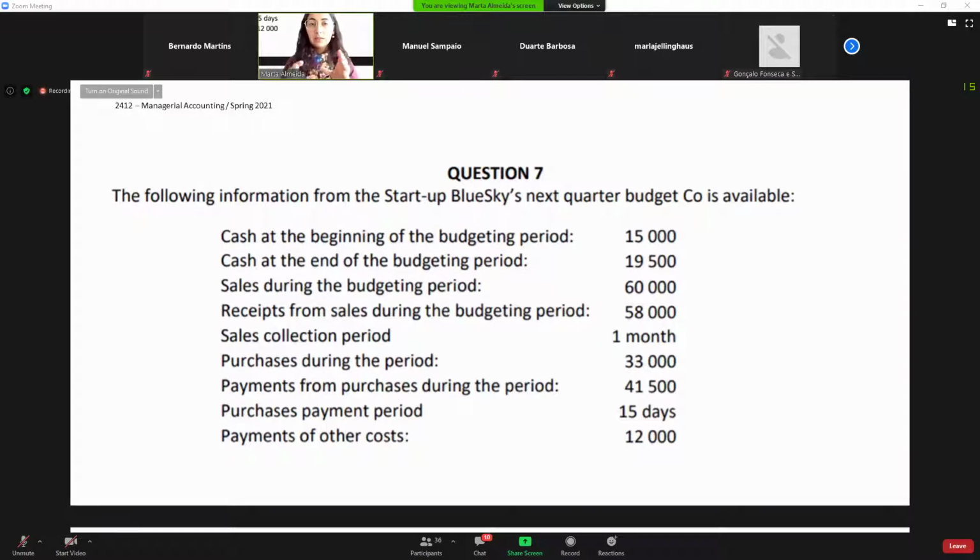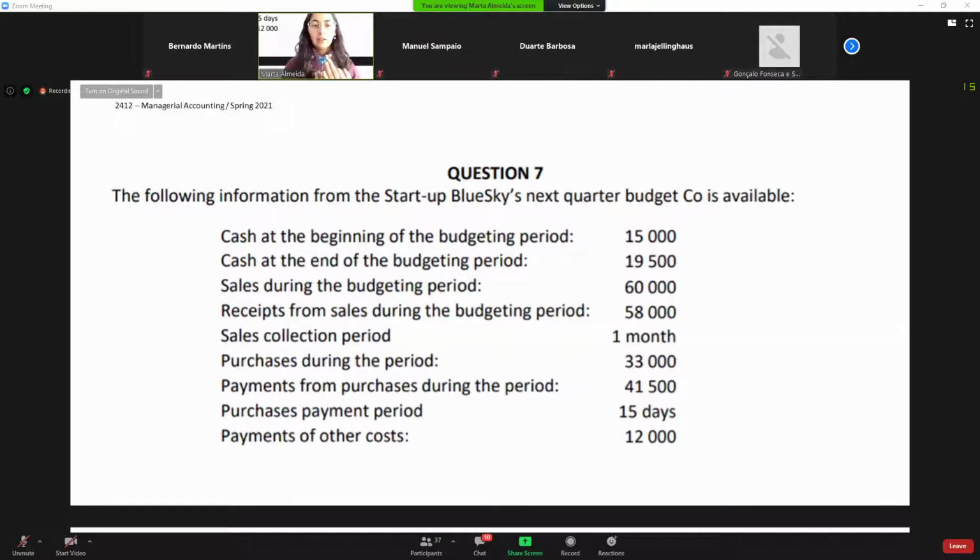So it means that from the sales of the period, we will receive only 2 months. Let's imagine the quarter is January, February, and March. The sales from January we will receive in February. The sales from February we will receive in March. And the sales from March we will receive in April. But April's already a different quarter. So we will receive only 2 months from the sales that we make during the budgeting period.